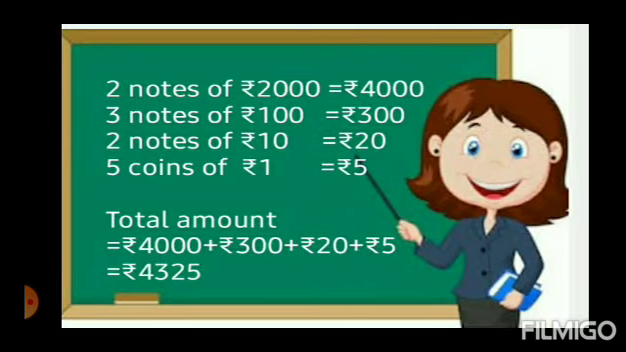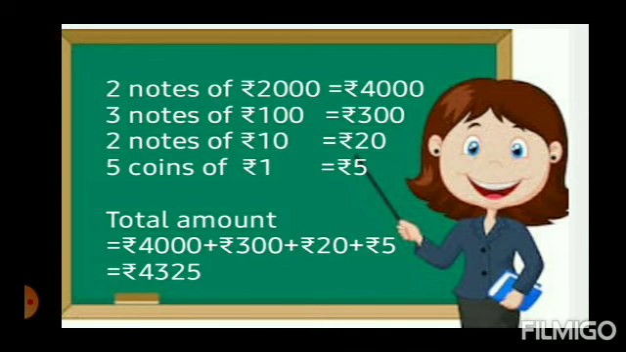So we'll write here: 2 notes of 2000 is 4000. 3 notes of 100 is 300. 2 notes of 10 is 20. 5 coins of 1 is equal to 5 rupees. Yes. So here, what is the denomination you have to write there? 4000 plus 300 plus 20 plus 5. Here it is. Now what is the total? 4325. Look here. This is the form of writing the numbers using the place values of its own digits.